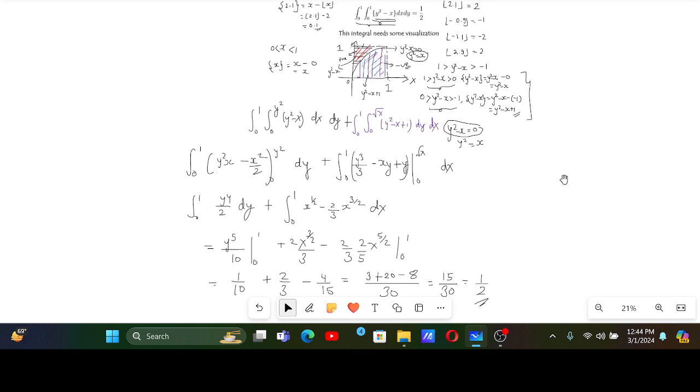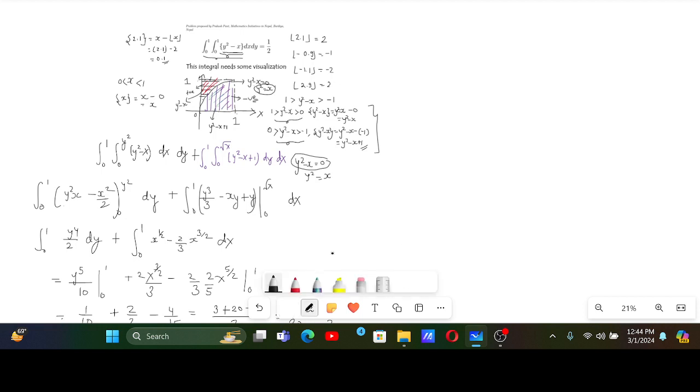You can also try another problem which I have posted in my community. Basically this one, 0 to 1, 0 to 1, g of y minus x dx dy. I think this one is also 1 by 2, I guess. Do try this, and if you are not able to solve it, you can check my community post, where there's some help.